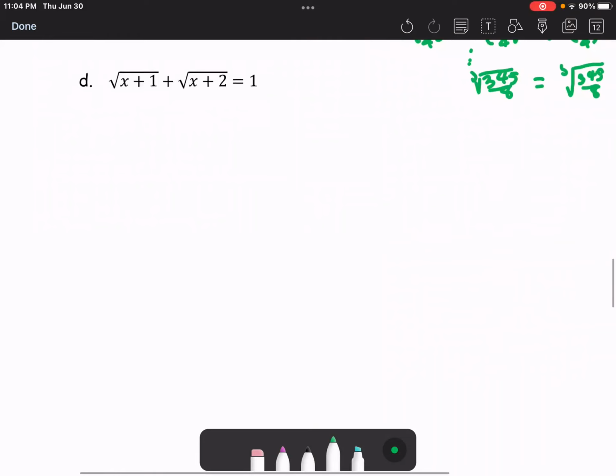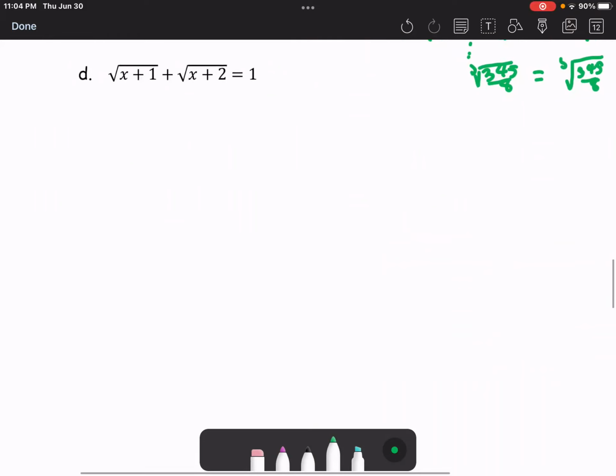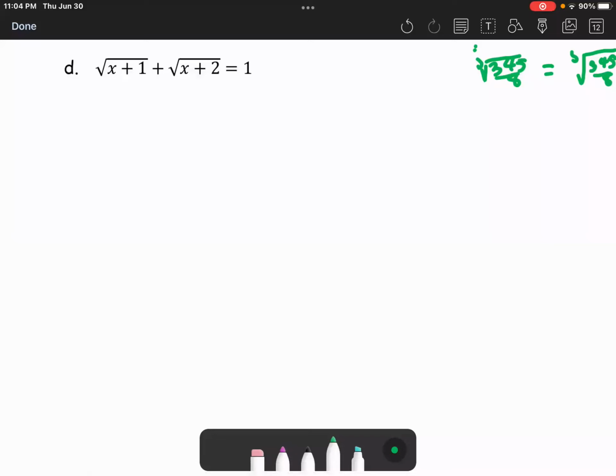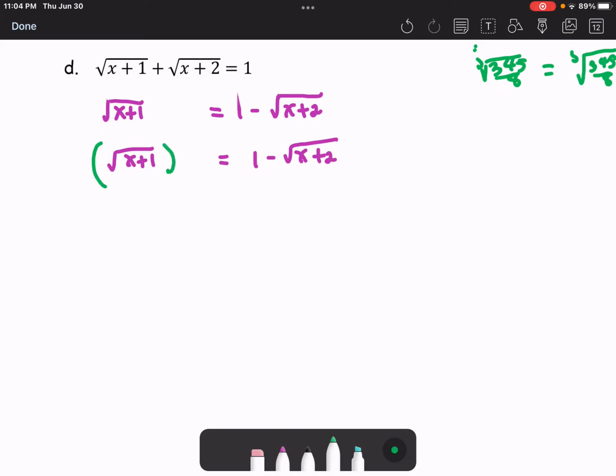Another example of the radical equation. This time we have the radical form on one side, but two terms. So we are going to separate them to keep one radical on each side. So square root of x plus 1 equals 1 minus square root of x plus 2. And to undo the square root, we're going to do the power to both sides of the equation. Copy the original and then raise to the second power.